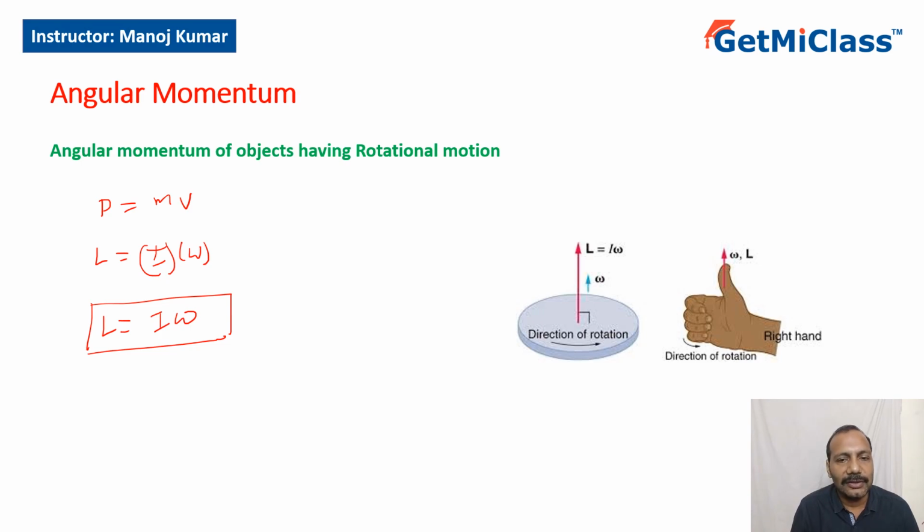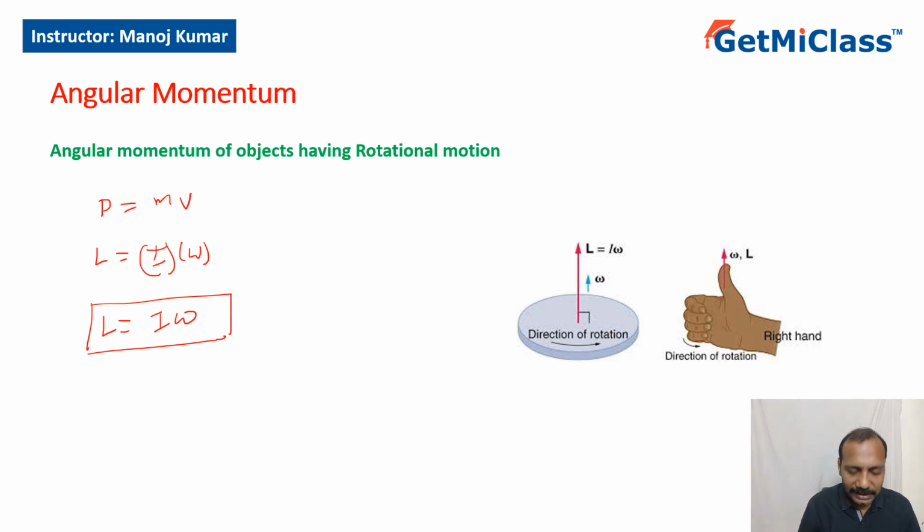Because it is R cross P, turn your four fingers from R to P, then the direction of thumb shows the direction of angular momentum. But in case of rotating motion, what we do is we curl our right hand four fingers in the direction of motion of the object, that is the direction of rotation of the object. Then the thumb is along the direction of angular velocity.